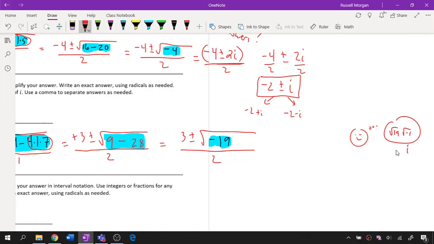But what about the square root of 19? I have no idea what the square root of 19 is. It is not nice, so I don't really go into there. I don't write it this way. I should bump the i in front. It should be i root 19.